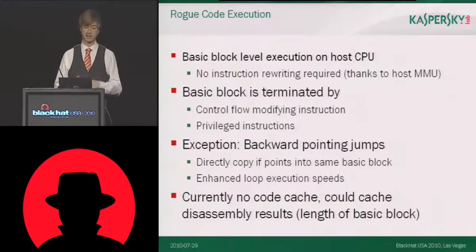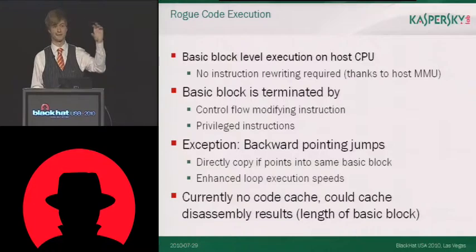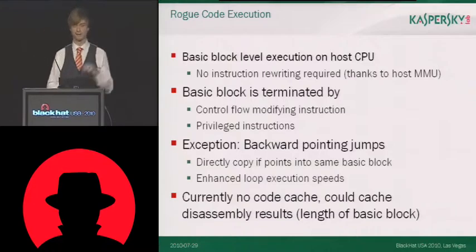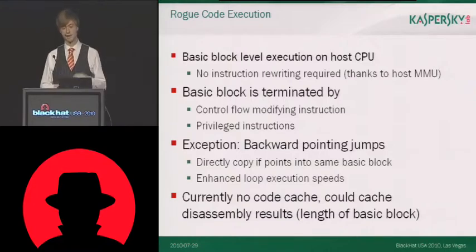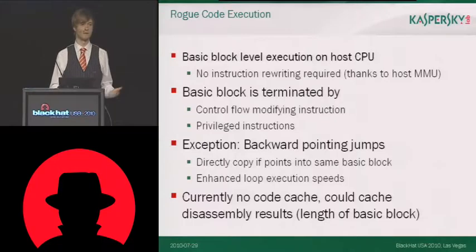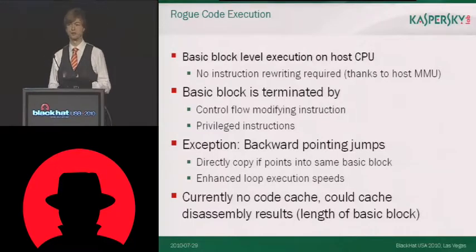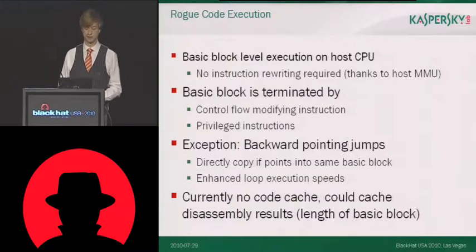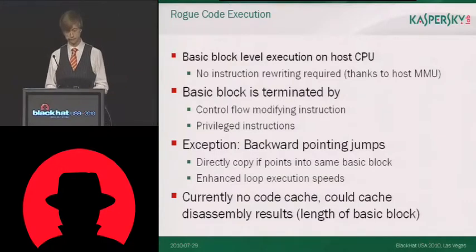So we're taking these basic blocks and executing them on the host CPU. What do I mean by basic block? Basically, basic blocks are the boxes in the IDA graph view that are connected with arrows. A basic block formally is a sequential flow of instructions that is terminated either by control flow modifying instructions such as return, call, jump, conditional jumps, and so on, or by privileged instructions like syscall, sysenter, in, out, if you see them in user land for some weird reason, and so on.